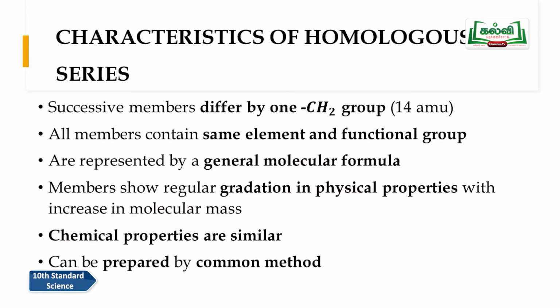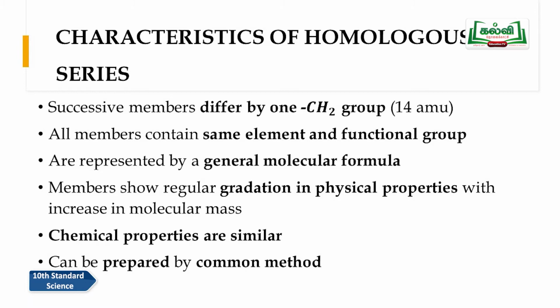All the members will contain the same element and functional group. So, when you say it is an alcohol homologous series, all of them will have the OH functional group. They are represented by a general molecular formula. So, all the members of a homologous series can be represented by a general molecular formula, and the formula of the individual compounds can be obtained by substituting the value of n.